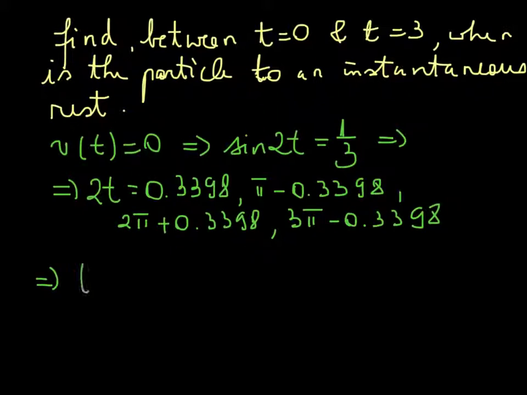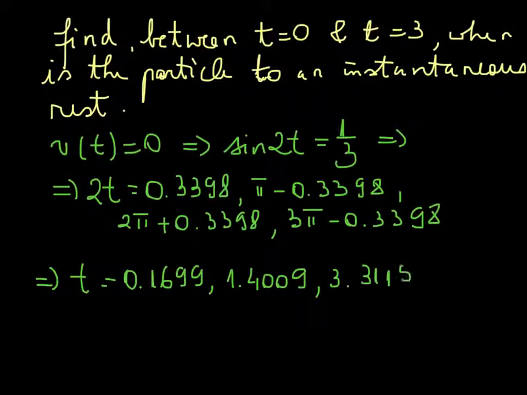Therefore, t is going to be 0.3398 divided by 2, 0.1699, 1.4009. I give all the answers to 4 decimal places. 3.3115, 4.5425. These are the times when the particle is at instantaneous rest.